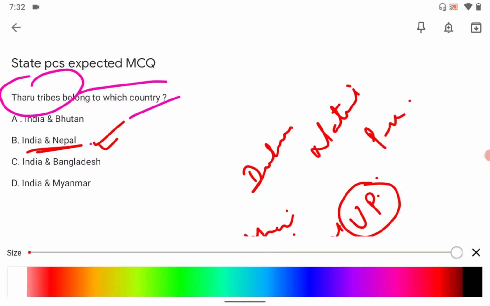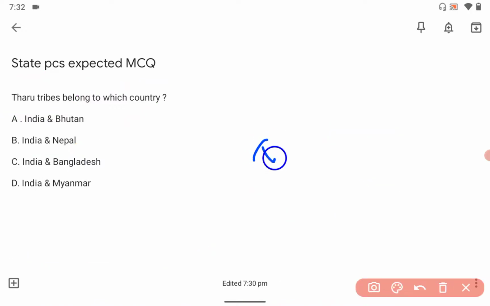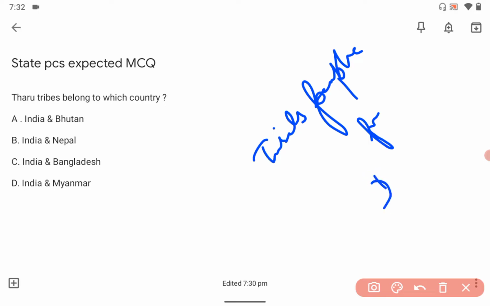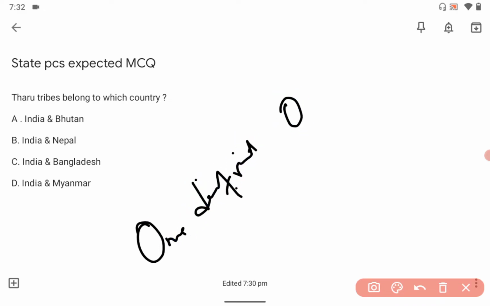Right. So it was in the news because the tribal people from Dudhwa National Park joined a scheme called One District One Product. Okay.